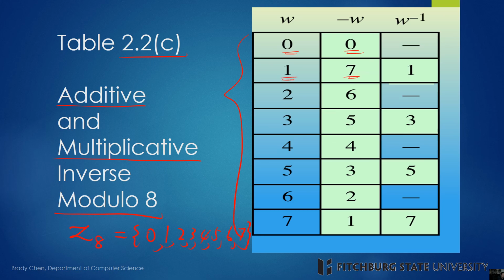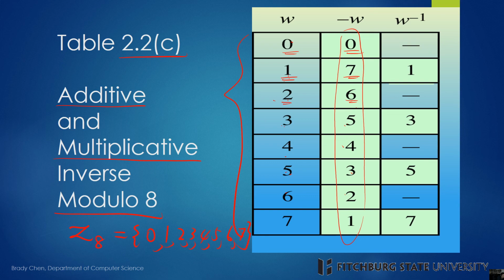7 is the additive inverse of 1 modulo 8, because 1 plus 7 modulo 8 is 0, right? And 6 is the additive inverse of 2 modulo 8, because 2 plus 6 modulo 8 is 0. So as far as two numbers add together to get 8, they are inverses of each other. Okay, so these are the additive inverses for each of the elements on the left.